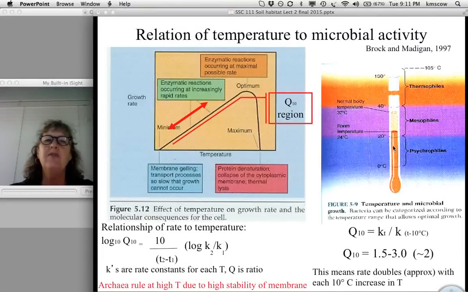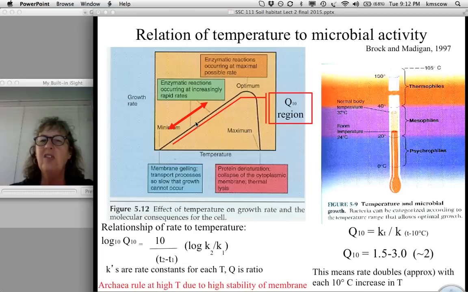So the relationship of temperature to microbial activity is shown in this graph here, which shows you growth rate. Could be a process rate too, some sort of metabolic reaction, and temperature on the x-axis. And there's some minimum value at which there's no activity at all. It's very cold, and at that point you're looking at gelling of the membrane, and things just aren't going to transport across the cell, so there's not going to be much activity.